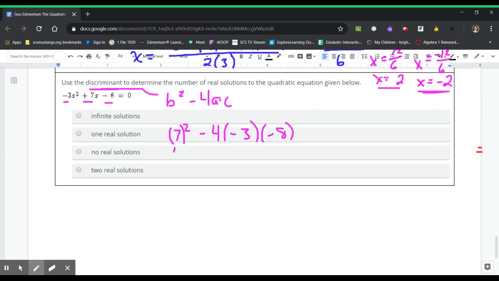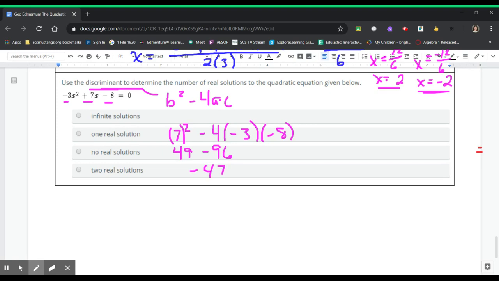So 7 squared is 49. And then negative 4 times negative 3 times negative 8 is going to give us a negative 96. So 49 minus 96 is going to give us a negative 47.